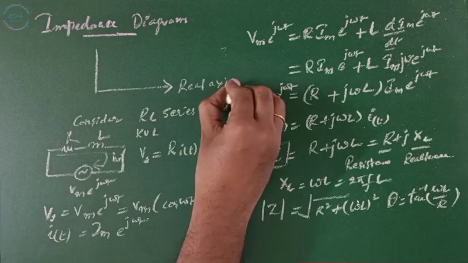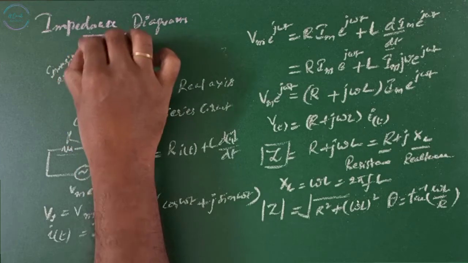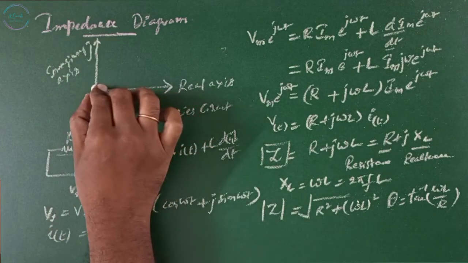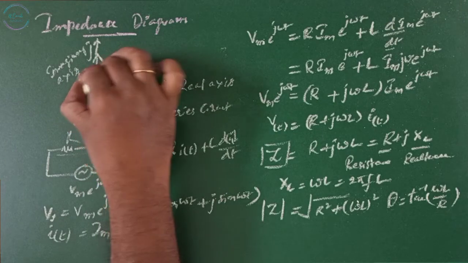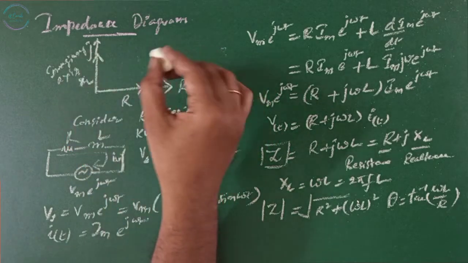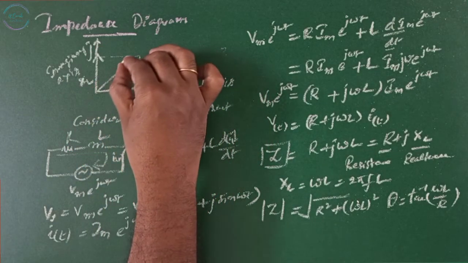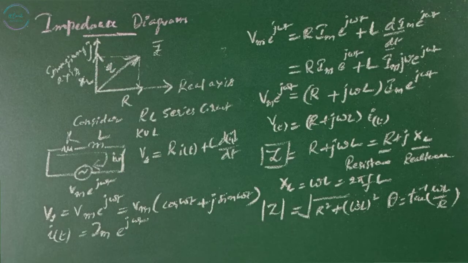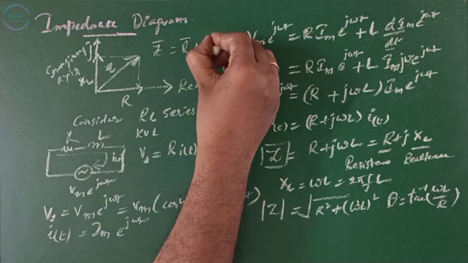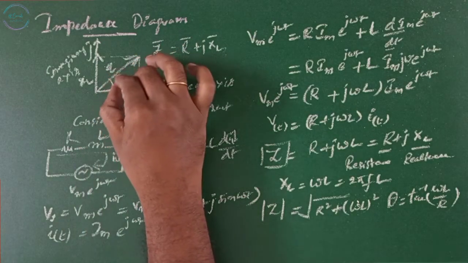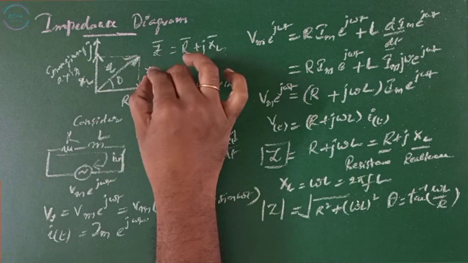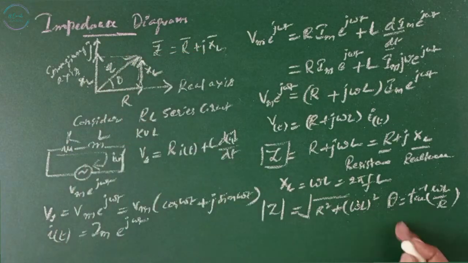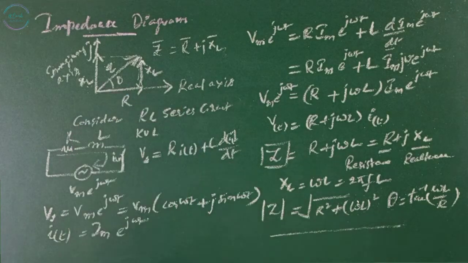Real axis, imaginary axis j. Now R is here and on the y-axis XL, or reactance. Then this is Z. The impedance is the vector sum of resistance and inductive reactance. And this is the angle theta. This is XL, so this is also XL. This theta is given by this formula. This is the impedance diagram for the RL circuit.